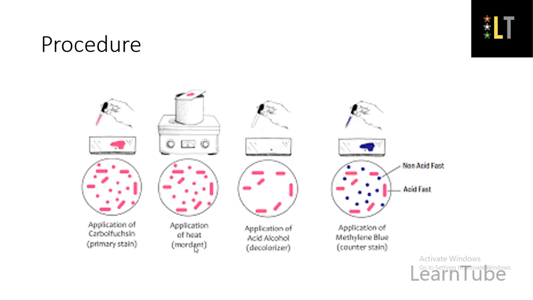So while selecting the secondary stain, one has to take care that a contrasting colored stain should be used, so that you can differentiate between acid-fast and non-acid-fast bacteria. So here, as you can see, we can either use methylene blue, which is in contrast with pink, or malachite green, which is again in contrast with pink, so that you can easily differentiate between acid-fast and non-acid-fast bacteria.